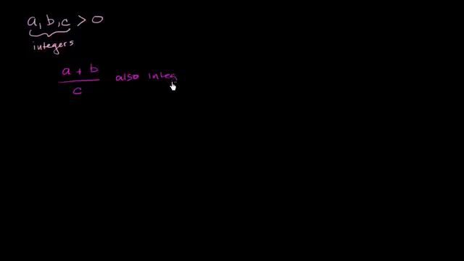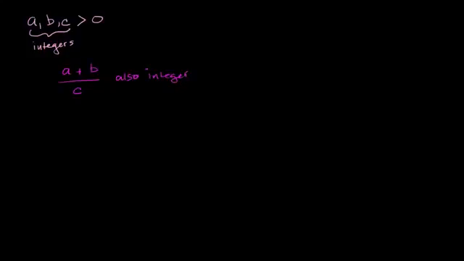Let's say that we have three integers, a, b, and c. And we know that all of these integers are greater than 0. So they're integers, and they are greater than 0. And we also know that the expression (a plus b) over c is also an integer. The entire expression, if you were to evaluate it, is also an integer.